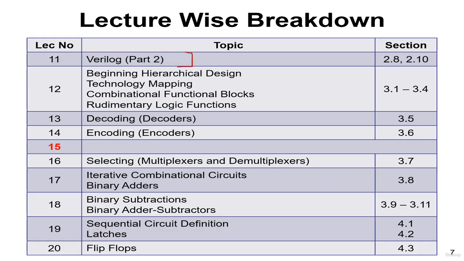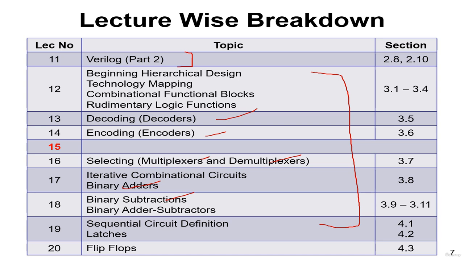Once we are done with that, then we would start the second portion of our course, that is the combinational logic design. We would study various combinational function blocks that include decoders, encoders, multiplexers, demultiplexers, the binary adders, subtractors. Once we are done with that, then we would carry out some combinational circuit design as well.